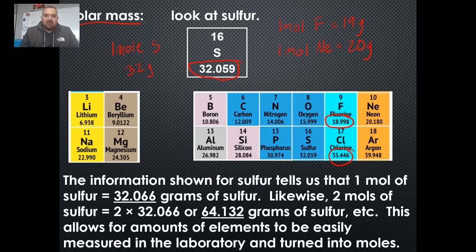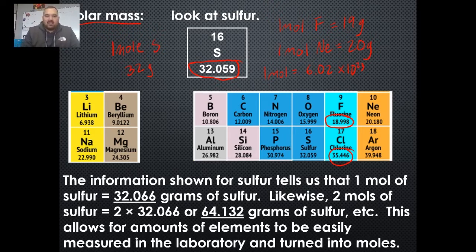Back to what we were saying on the previous page, 1 mole of anything is equal to 6.02 times 10 to the 23rd particles. Particles or atoms or molecules or compounds. So the information shown for sulfur tells us that 1 mole of sulfur is equal to 32 grams. Likewise, 2 moles of sulfur are going to be 2 times 32, or 64 grams of sulfur.